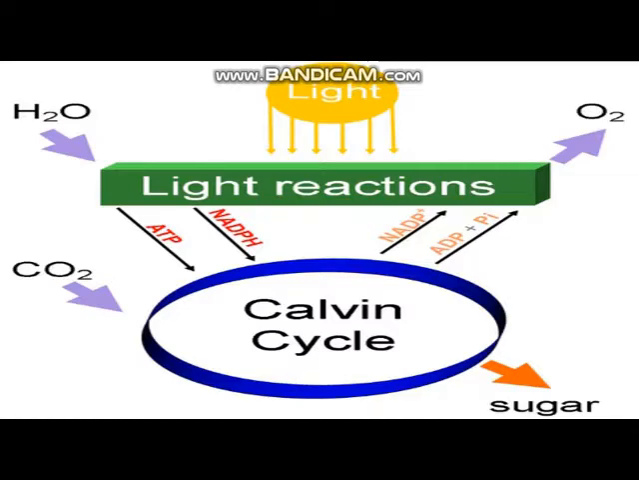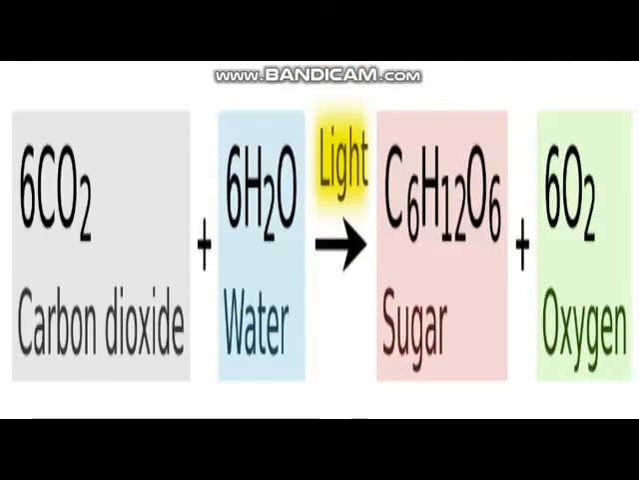So it is, ignore the 6 in front, CO2, H2O, and then C6H12O6 and O2 with sunlight. So carbon dioxide, water, and sunlight make sugar and oxygen. Oxygen is a waste product, which we find very useful.